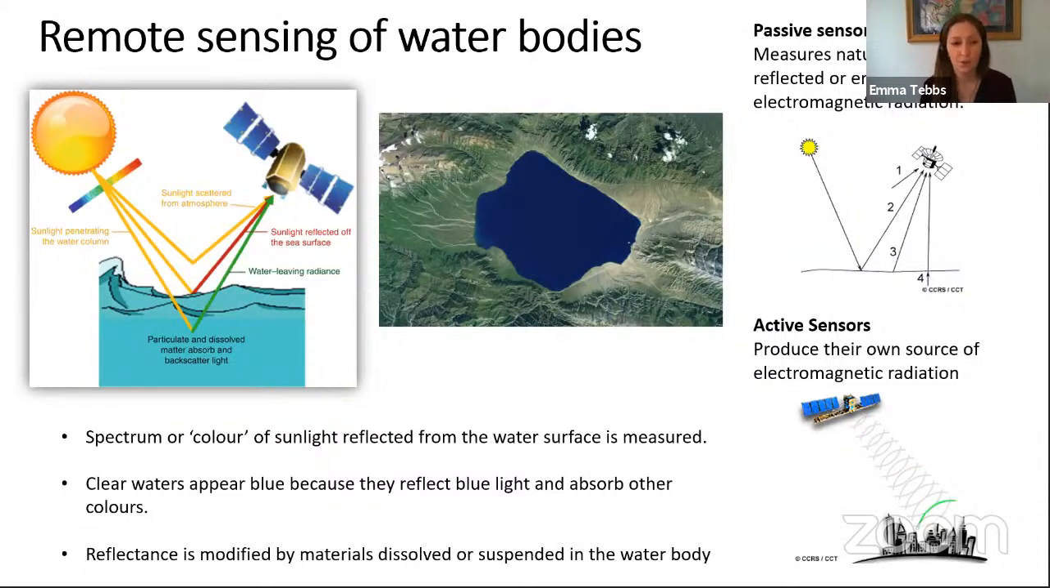And then there are two main types of sensors that we can use. So we can either use passive sensors, and these are sensors that use natural sources of radiation. So for example, light from the sun that's been reflected from the Earth's surface, or thermal radiation that's emitted from the Earth. And then we also have active sensors, and these produce their own source of electromagnetic radiation, and then measure what's reflected back towards the sensor.